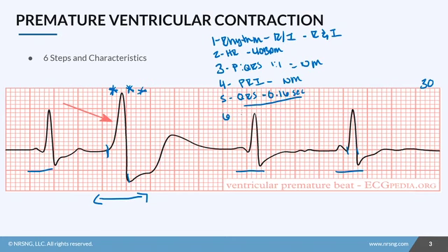And in step 6, we identify the rhythm, which is sinus bradycardia with PVCs. Again, depending on your underlying rhythm, if my heart rate here was 60 to 100, I would call this sinus rhythm with PVCs. Or if it was over 100, I would call it sinus tachycardia with PVCs. So it just depends on the underlying rhythm.